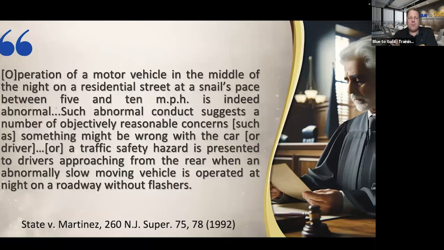And this kind of abnormal conduct suggests there could be some objectively reasonable reasons for believing something might be wrong with the car, something mechanically wrong with the car, or something wrong with the people inside of it. Or the court said this could potentially be a safety hazard for someone approaching this car from the rear who doesn't realize this person is driving 5 or 10 miles an hour because he doesn't have his flashers on. So his slow movement on the road could present a threat to somebody else. And the court said this was sufficient to justify a stop. And I believe Martinez also turned out to be intoxicated.